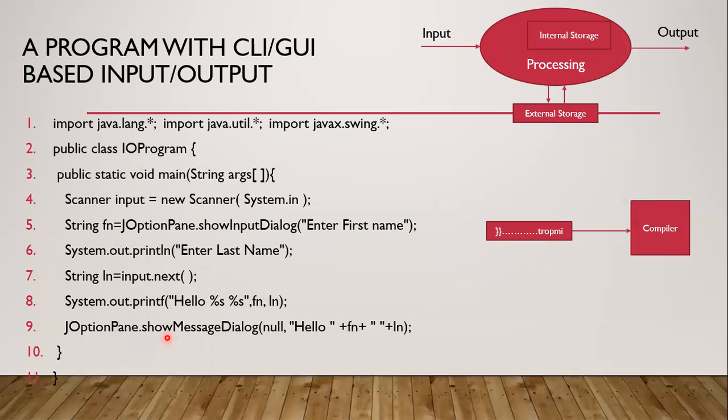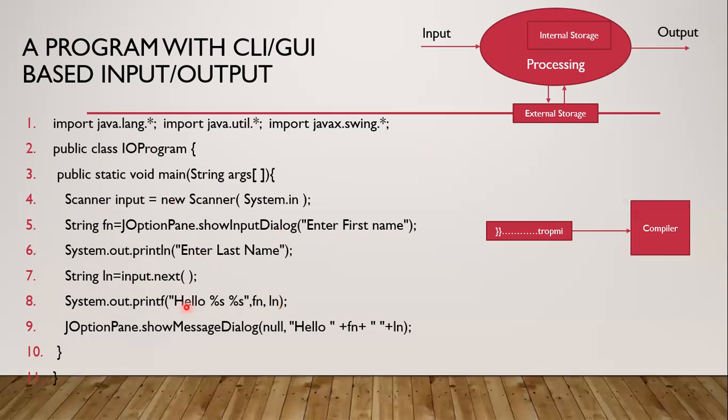Output, to display the output on the screen to the user, there are certain output instructions here. Internal storage: fn, ln, input, these are internal storages. We are holding the data. As you can see here, we took the input, first name, and then we took the input, last name, and we kept it here in fn and ln. These are like internal storages.